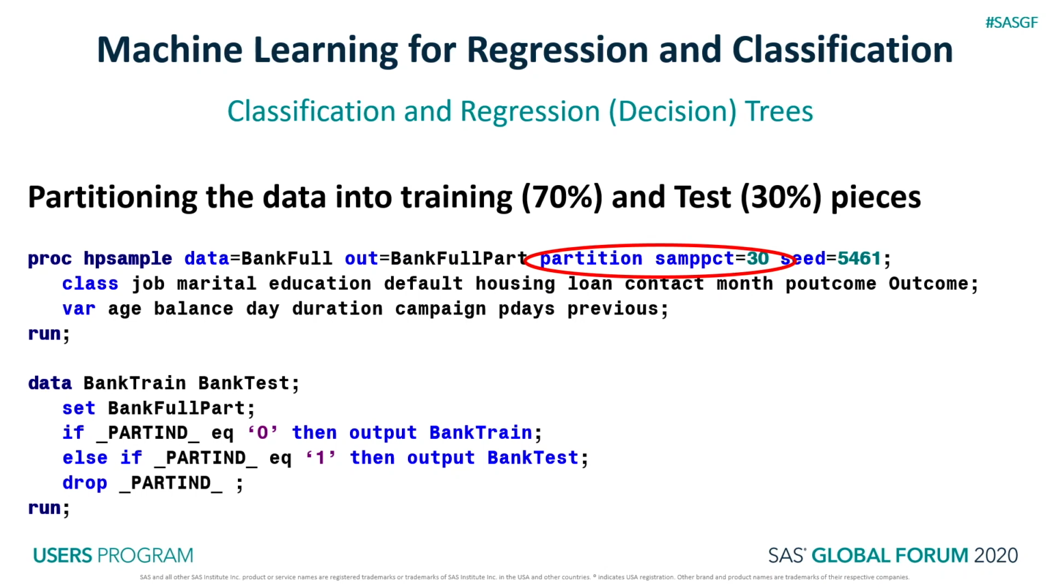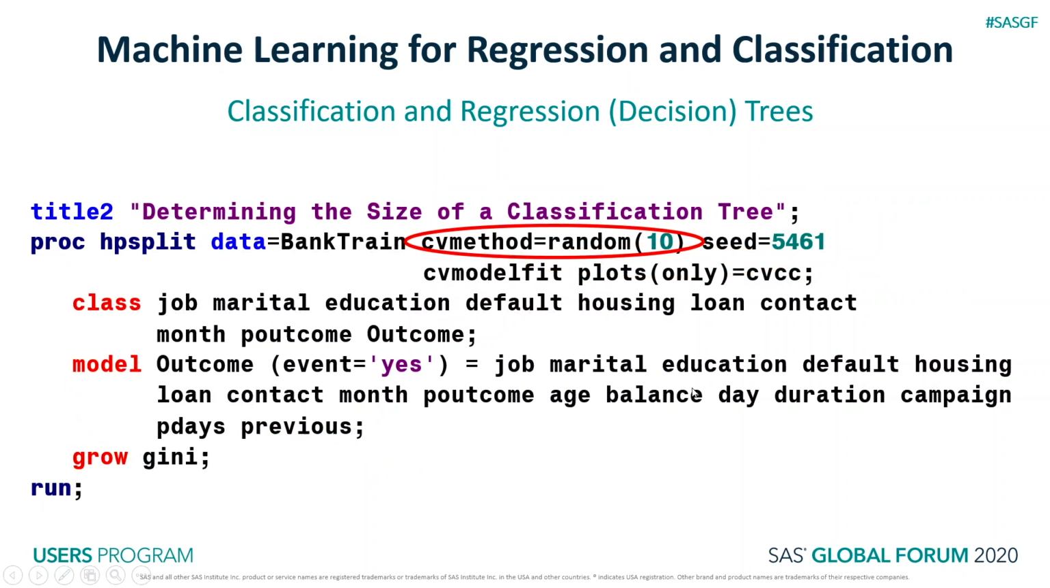Here is the code for partitioning the data set into the 70% and 30% pieces. So in proc HP sample, I specify partition and then some percent to be 30 to split it into a 70-30 split. Then I specify all of the variables, and the next piece of code splits the data into the training and test pieces on the basis of the variable _PARTIND_ that is created by proc HP sample.